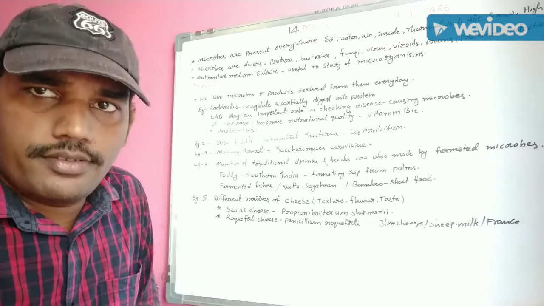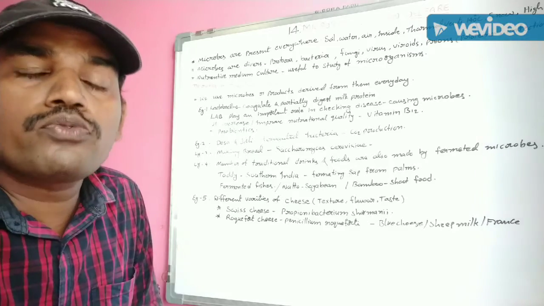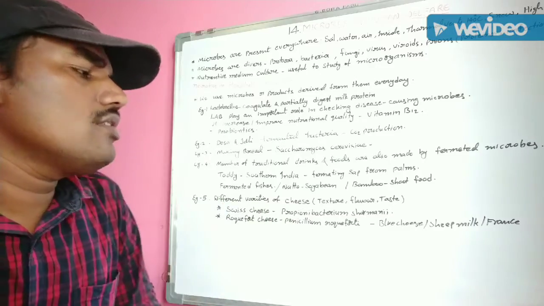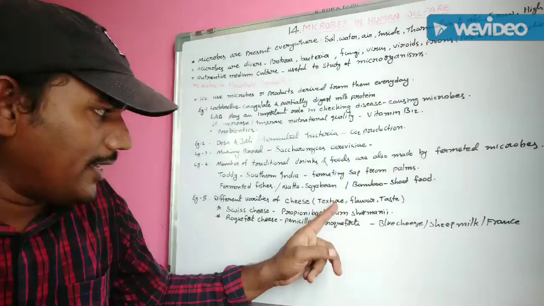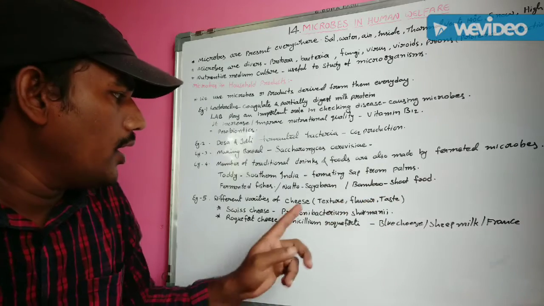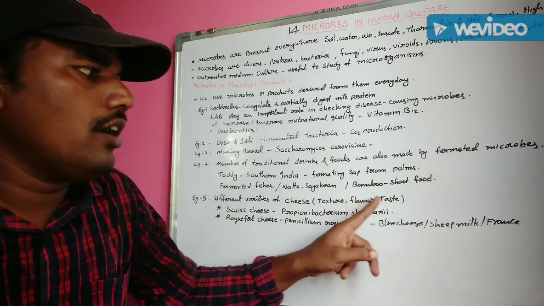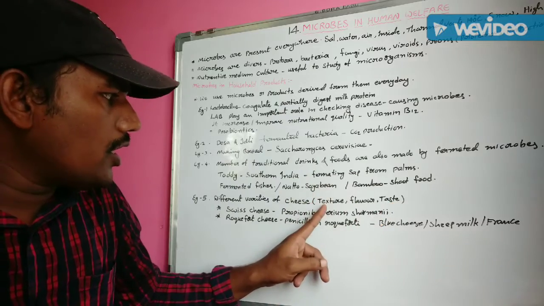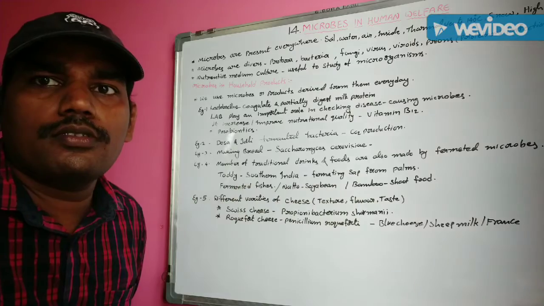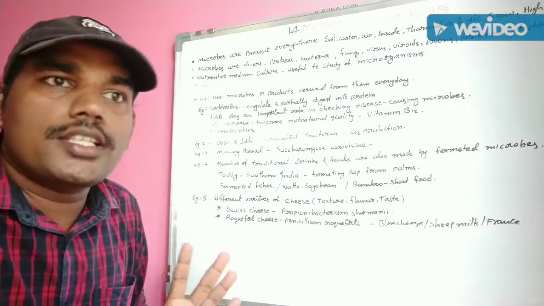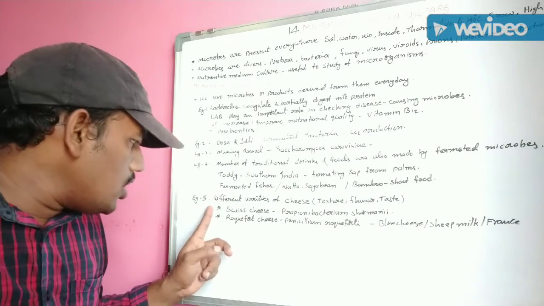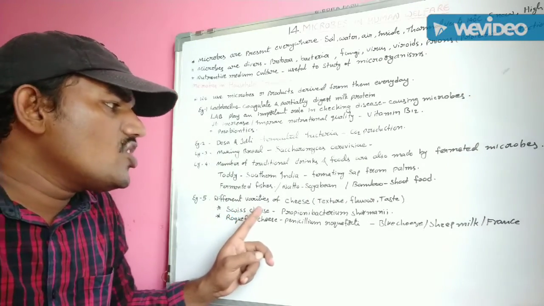Different types of cheeses are prepared as household products. These varieties of cheeses mainly depend on their texture, flavor and taste. Texture and flavor wise, cheeses are of different types. But in our intermediate syllabus, only two types of cheeses are given. The first one is Swiss cheese.